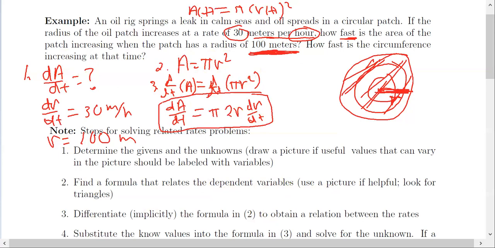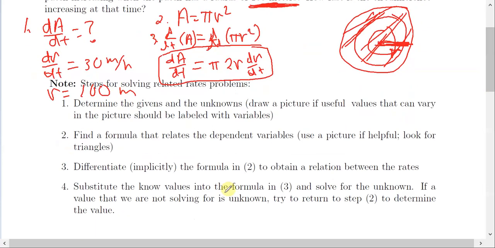And that's where the title of this section comes from. It's related rates. This tells me how the area is changing based on how the radius is changing. And so that's what step 4 tells me to do. I now plug in all my knowns, hoping I have enough to figure out the unknown. If not, sometimes you have to go back to your picture. Sometimes you go back to your formula.